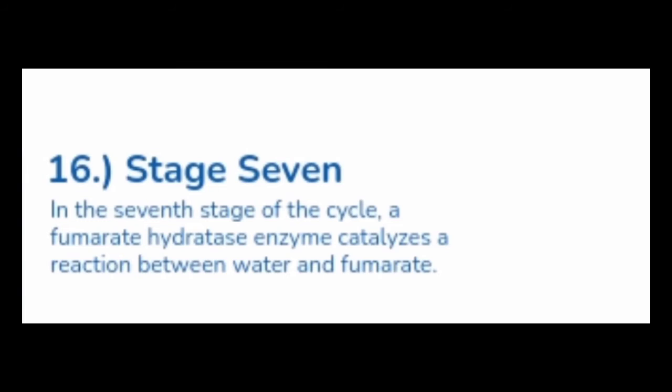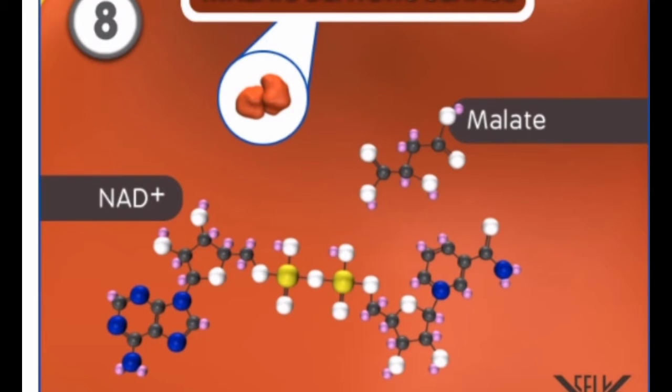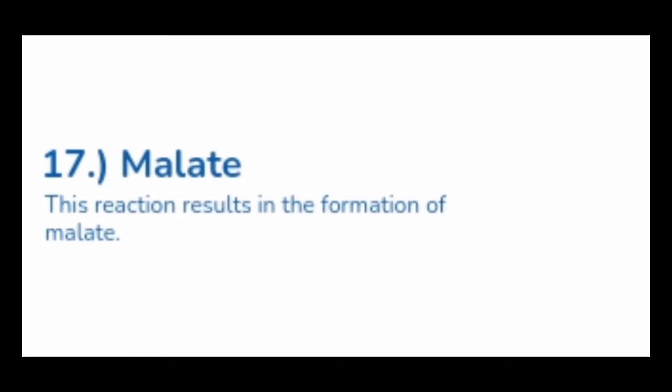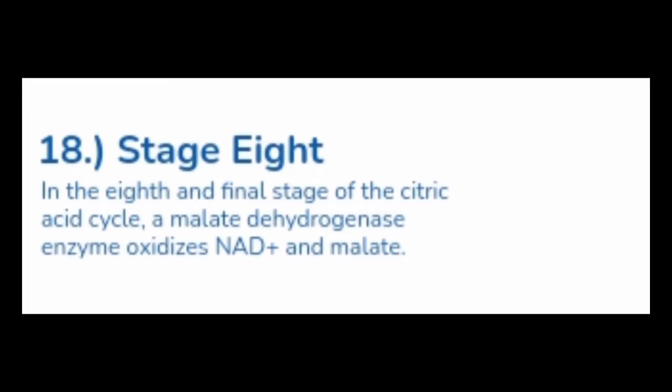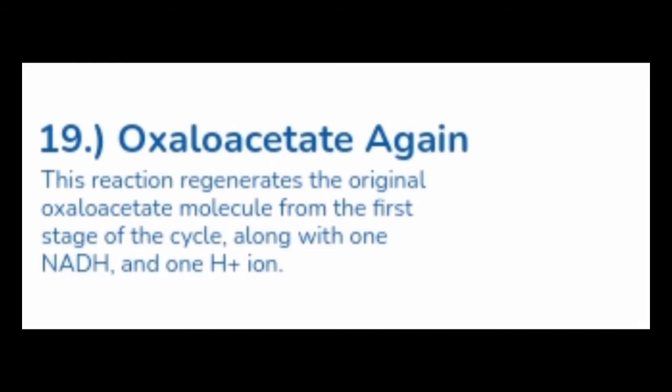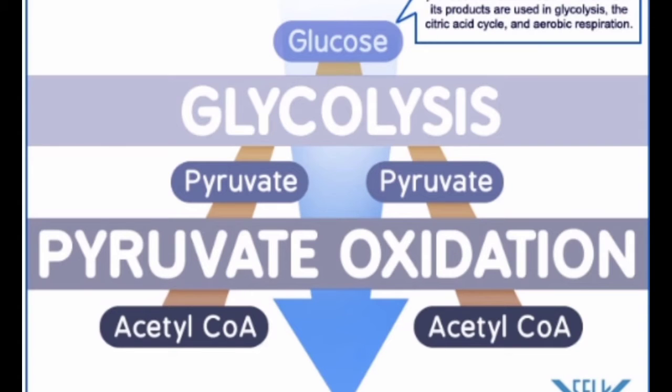In the seventh stage of the cycle, a fumarate hydratase enzyme catalyzes a reaction between water and fumarate. Malate dehydrogenase. This reaction results in the formation of malate. In the eighth and final stage of the citric acid cycle, a malate dehydrogenase enzyme oxidizes malate using NAD+. This reaction regenerates the original oxaloacetate molecule from the first stage of the cycle along with one NADH and one H+ ion.